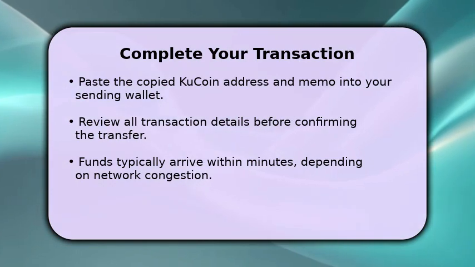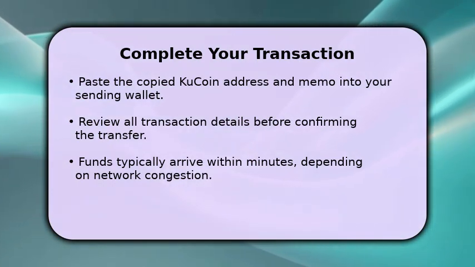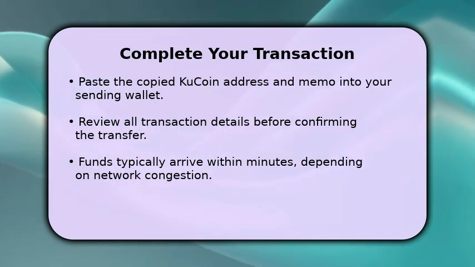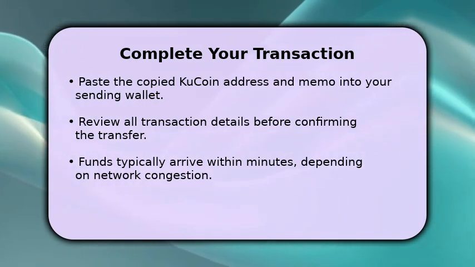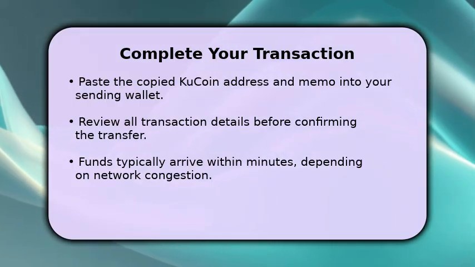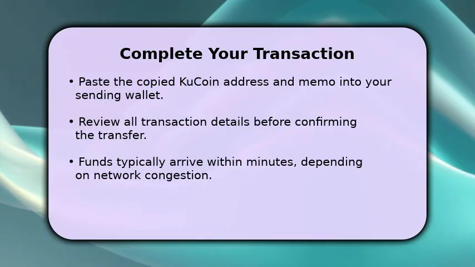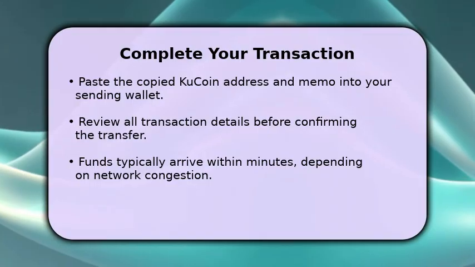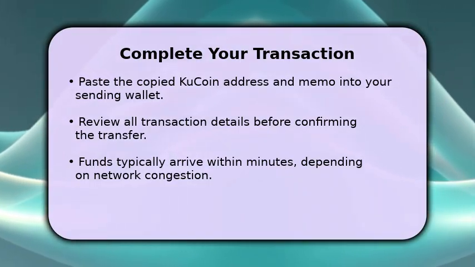Now, switch to your external wallet or exchange where your funds are currently held. Paste the KuCoin deposit address you just copied into the recipient field. If a memo was provided, paste that too. Always take a moment to review all the transaction details, including the amount and network, before hitting send. Your funds should appear in your KuCoin account shortly.